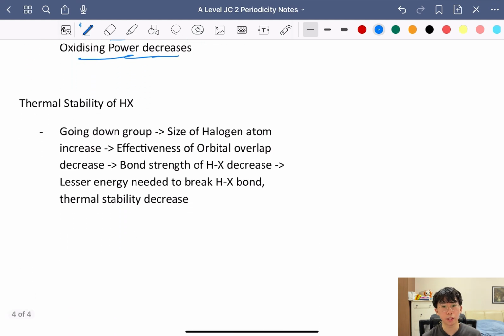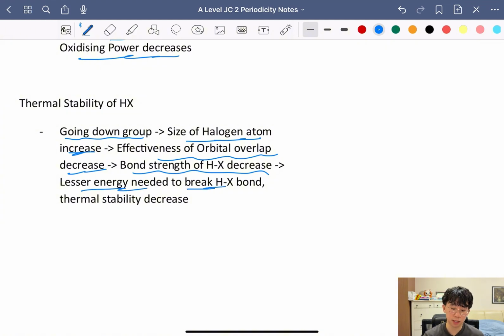As for thermostability of your HX molecules, as you go down the group, again, every time we always start with going down the group, the size of your halogen atoms will increase. This means lesser effective overlap of your orbitals. And then your bond strength of your HX will decrease, and therefore lesser energy is needed to break it, and thus your thermostability will decrease as well as you go down the group.